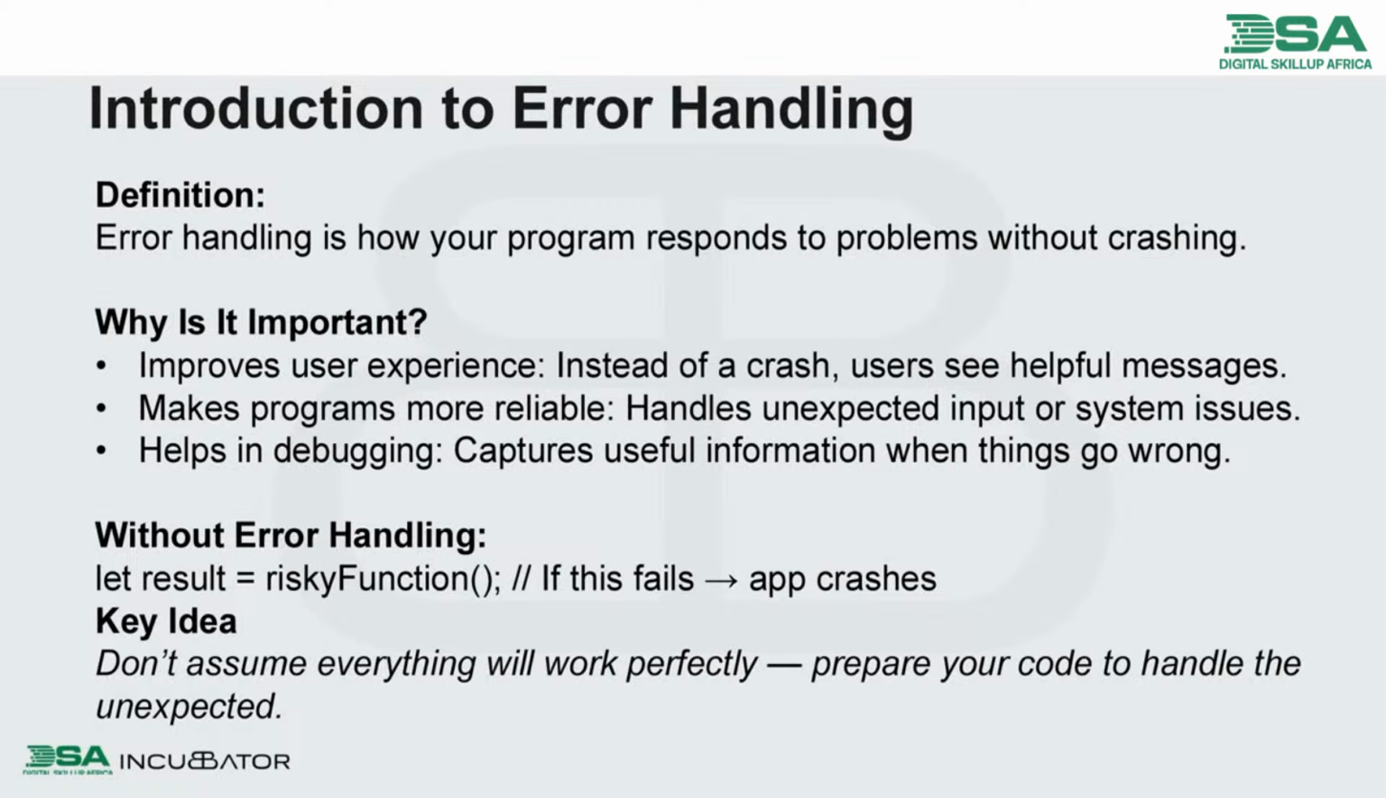So now we're looking at a simple example. This simple example says let result equal risky function. We're assuming risky function, from the name, is a function where there's a possibility of an error. If this fails, the output crashes. We'll be doing an example of this for it to make sense, but don't worry. The key idea: don't assume everything will work perfectly. Prepare your code to handle the unexpected.